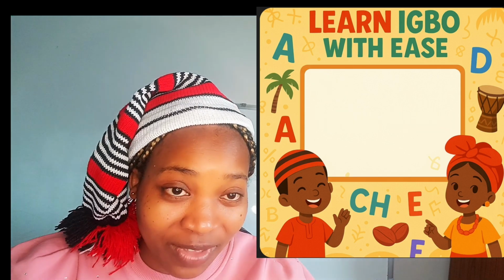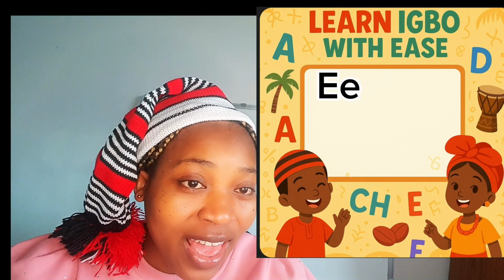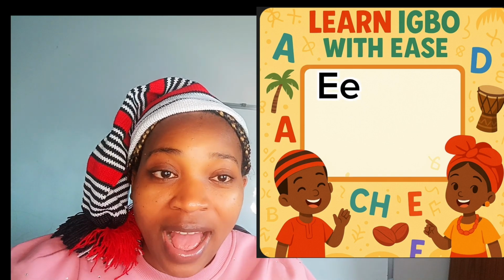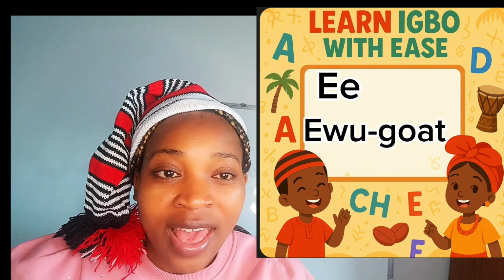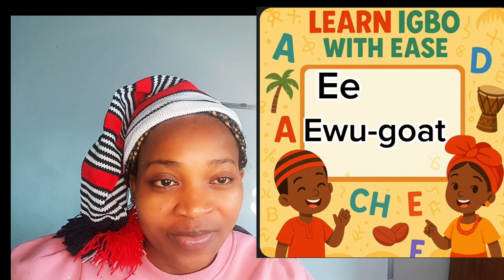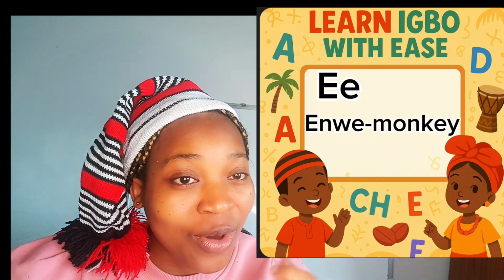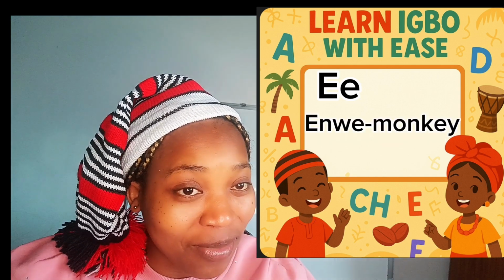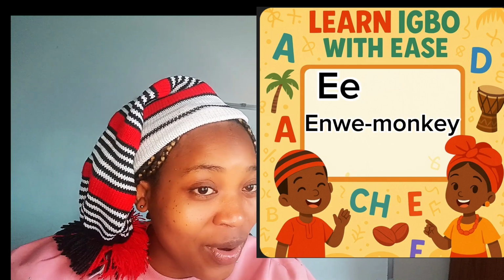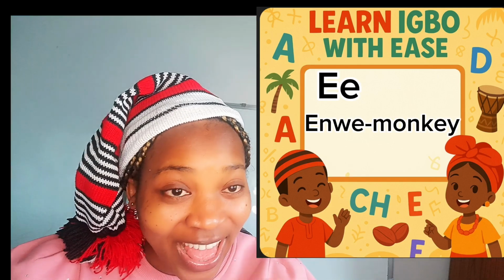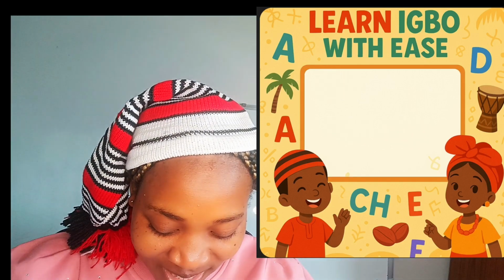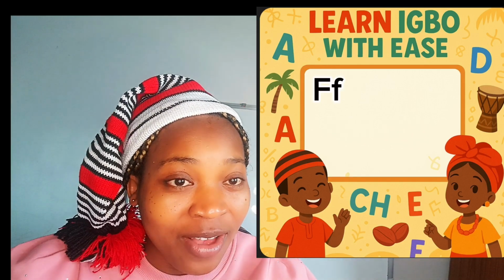So the next letter of the alphabet is E. E bomaka, ewu. Ewu is goat. Enwe, monkey. Remember our video of the animals. Enwe, monkey. Ezi, pig. The next one is F.